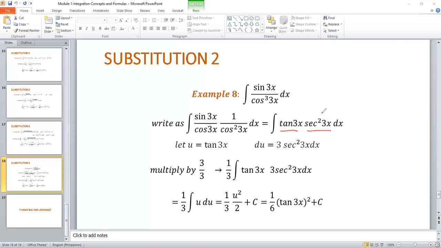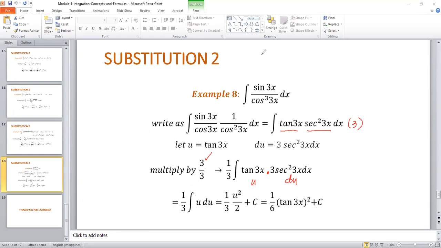But using the chain rule, it should have a 3, because the derivative of the 3 in the 3x should be present. So since you need the 3 here, you need to multiply by 3 over 3. So you have 1/3 tangent 3x, 3 secant squared 3x dx. This is your u. This is your du. So this u is understood to be raised to 1. When you use the power rule, that would be u squared over 2. So it's 1/6, 1 over 3 times 1 over 2 is 1/6 tangent squared 3x plus c.